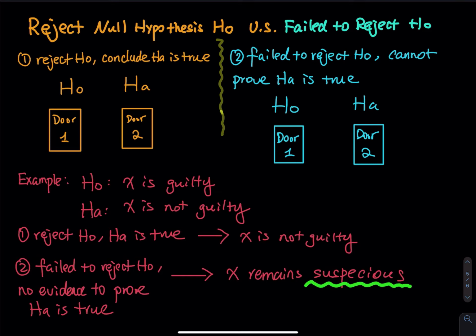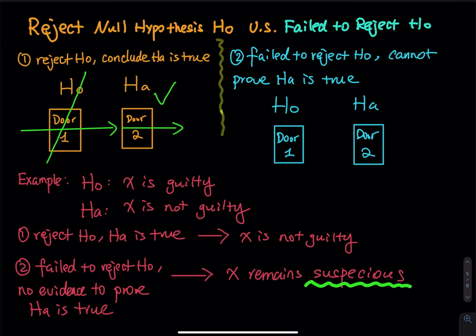Reject H0 means you just walk through door 1, and then you walk through door 2. So you open both doors and walk through both. Reject means you just take it away. So reject H0 means H0, forget it. Just cross out H0 and HA is true. That is what reject H0 means. You just erase or cross out H0, and you take HA as a true statement.